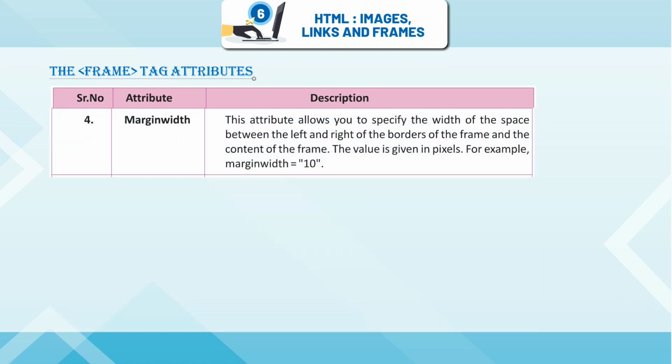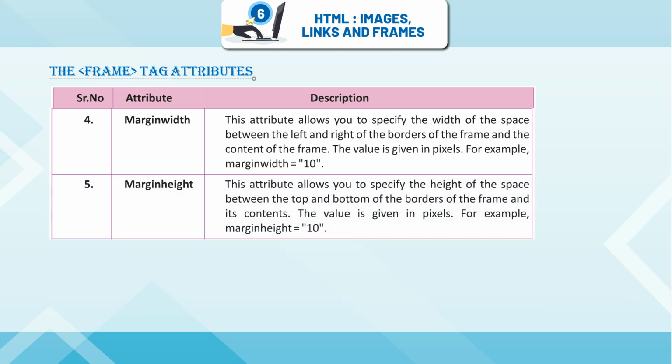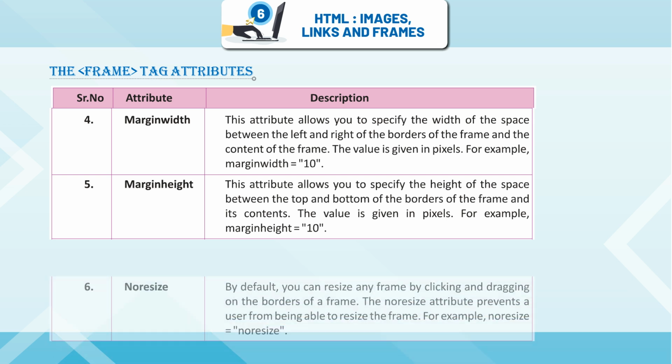4. Marginwidth. This attribute allows you to specify the width of the space between the left and right of the borders of the frame and the content of the frame. The value is given in pixels. For example, marginwidth equals 10. 5. Marginheight. This attribute allows you to specify the height of the space between the top and bottom of the borders of the frame and its contents. The value is given in pixels. For example, marginheight equals 10.